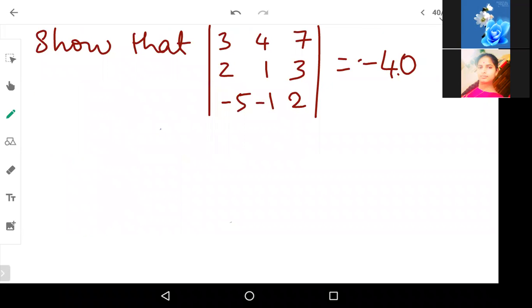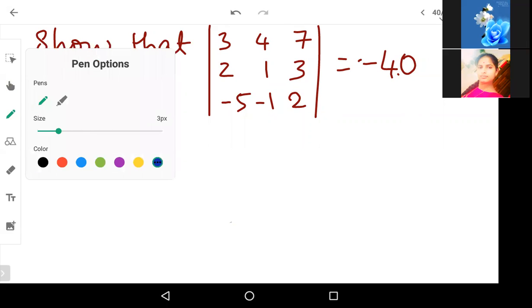Now, the next problem is we have to show, we have to see before problem we only solved and we got the answer as 288. Now, we have to solve this and we have to show them. See, they have given us the question, they have given us the answer. We just have to show them that, see, this procedure will give you the correct answer, that is minus 40. Okay. Now, let us start solving this. Now, solve along with me.